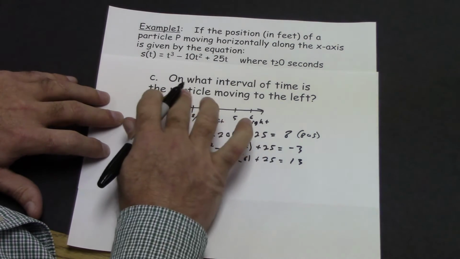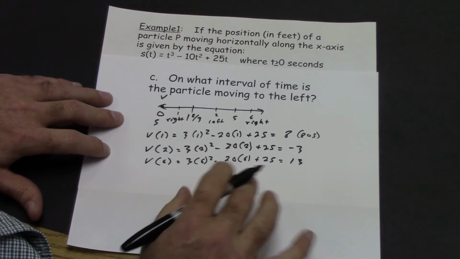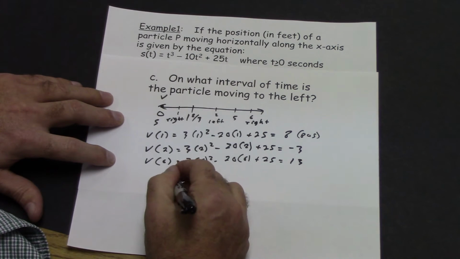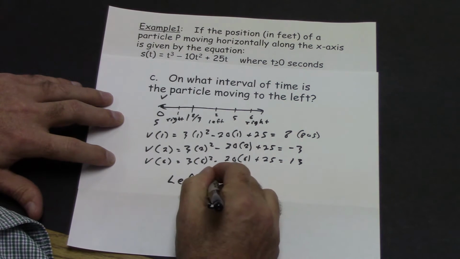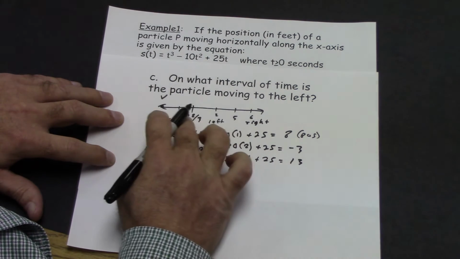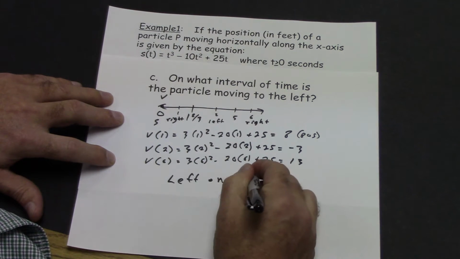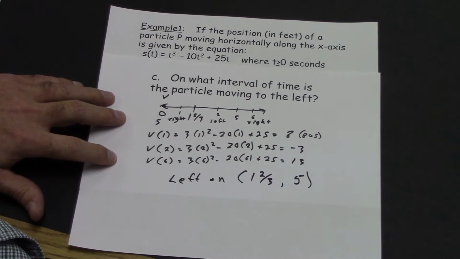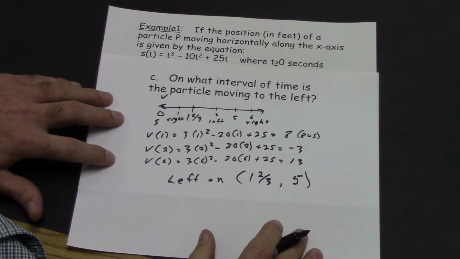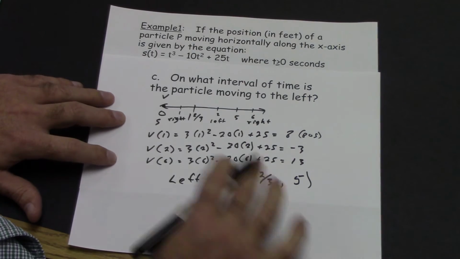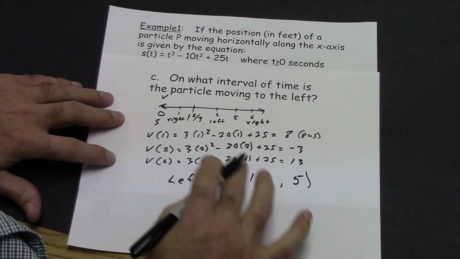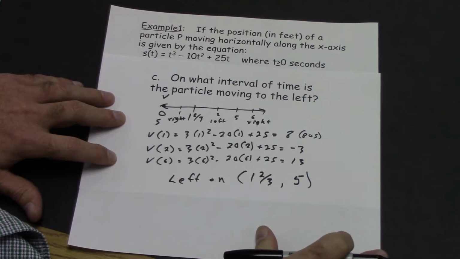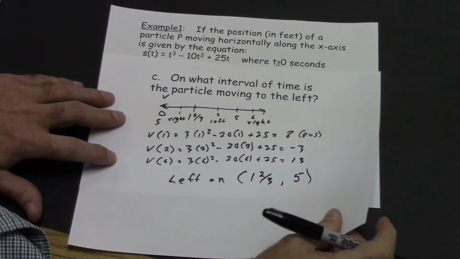Now the question asks, when is the particle moving to the left? Let's make sure we actually answer the question. It's moving to the left on the interval from 1 2/3 to 5. Once again, just do a little number line graph, pick a test value off each interval, and substitute into your velocity. If the velocity is negative, it's moving to the left. If it's positive, it's moving to the right. That'll answer part C of our question.